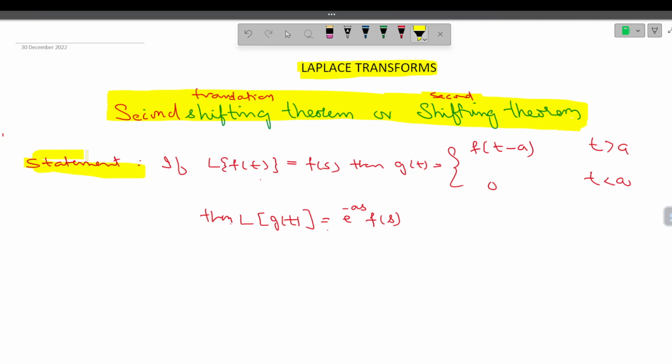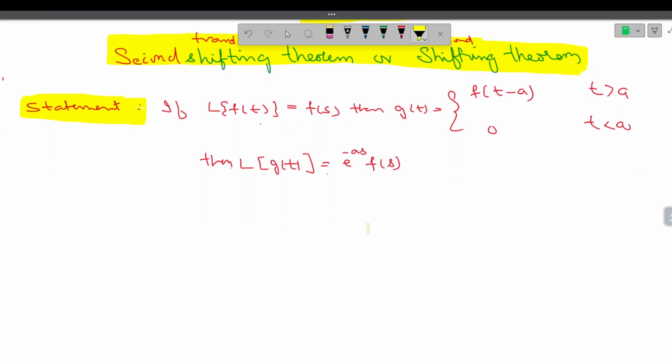If the Laplace transformation of f of t equals F of s, and g of t equals f of t minus a when t is greater than a, and 0 when t is less than a, then the Laplace transformation of g of t equals e to the power of minus as times F of s. This is the second shifting theorem. Now we're going to prove it.